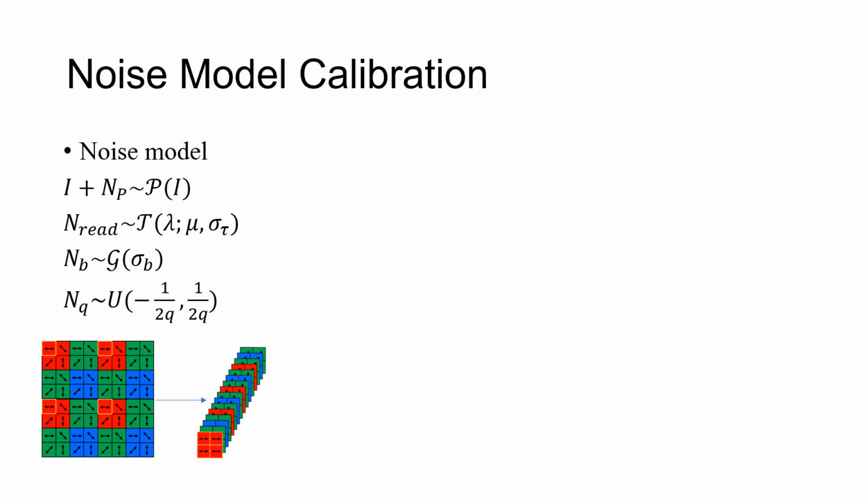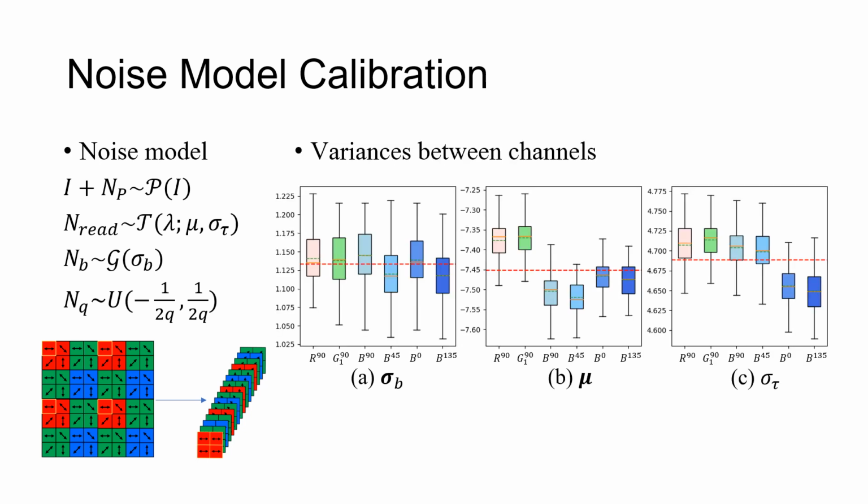As polarization color images contain information that can be separated into 16 channels, it's an intuitive way to analyze the noise model of each channel. By calibrating the parameters of the model of each channel, some specific properties are observed. We first observed variances between the channels. As shown in the box plot figures, we show some examples of sigma b, mu, and sigma tau. The analysis shows the need to model the channels individually.